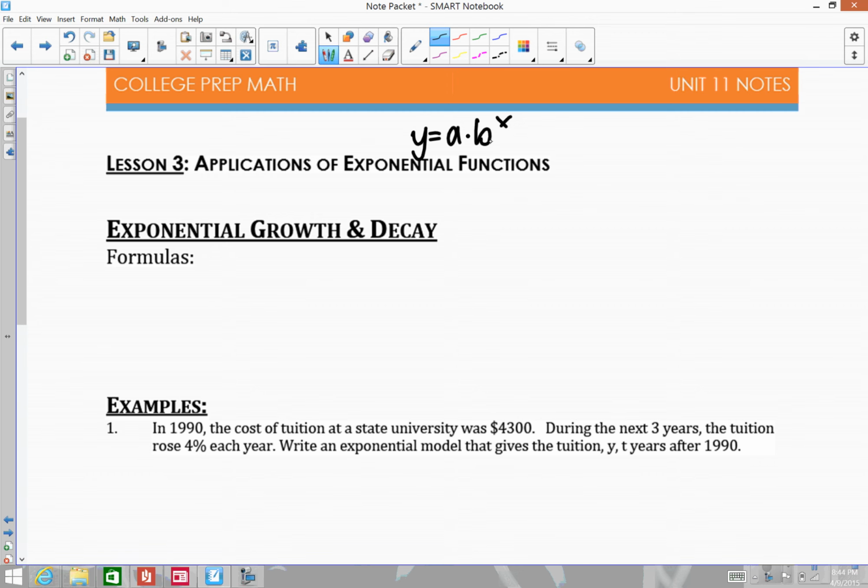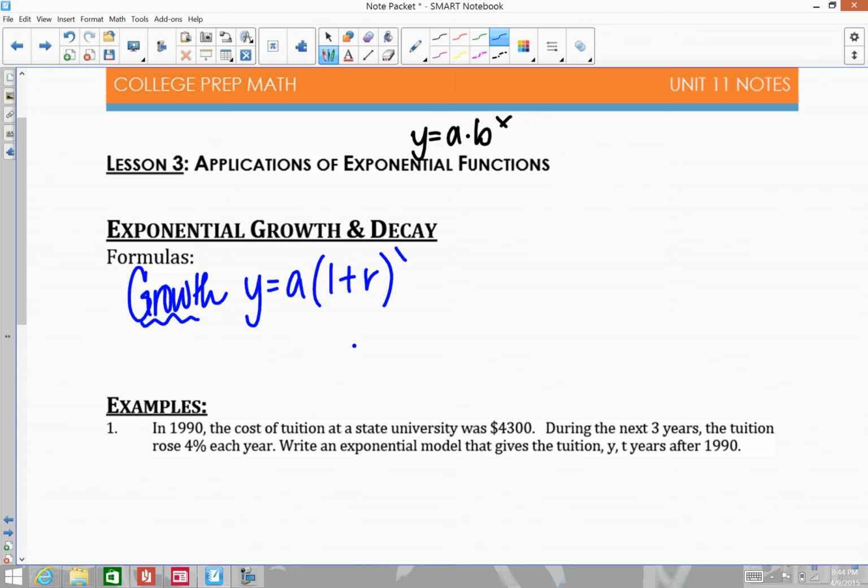So if b is greater than 1, it's growing. If it's between 0 and 1, it's going to be a decay function. Analyzing that a little bit further, you come up with the growth formula to be y equals a times 1 plus r to the x. Basically what I did was I changed the growth rate, because b is really the growth factor. So if it's doubling, you would put a 2 in there.